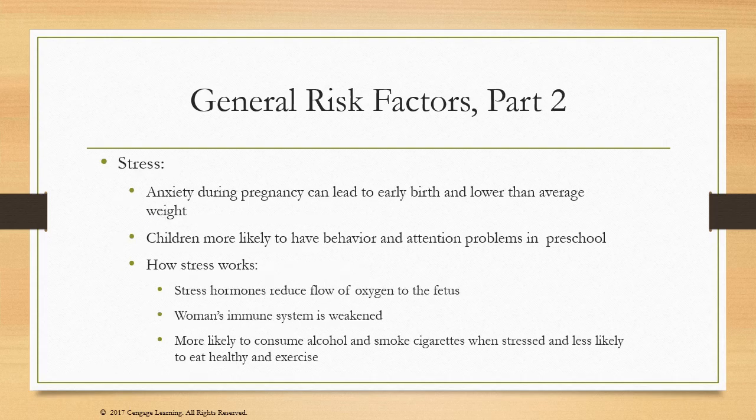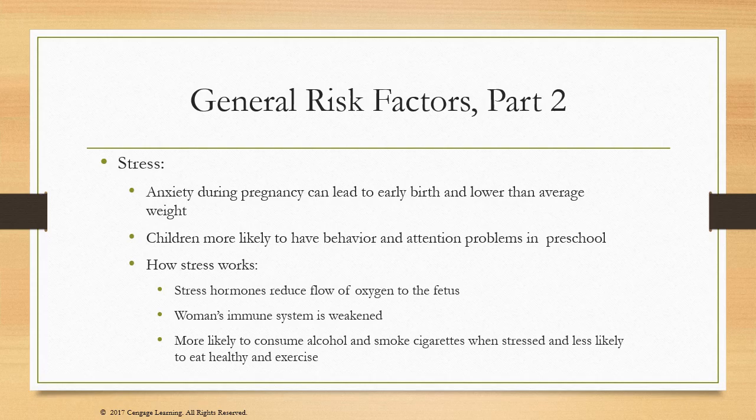Another general risk factor we're going to look at is stress. So if you've been pregnant or have been around a pregnant woman, one of the main things that doctors will tell you is to avoid stress. Stress can cause increased blood pressure. That can cause increased stress on the baby. And if the mom has increased blood pressure and her body's not functioning right, the environment that the baby's growing in is going to be adversely affected as well. So anxiety during pregnancy can lead to early birth and lower than average weight because they may not be eating enough. That stress, that increased blood pressure may cause them to have an early term baby. All those things do not go along with having a healthy baby.